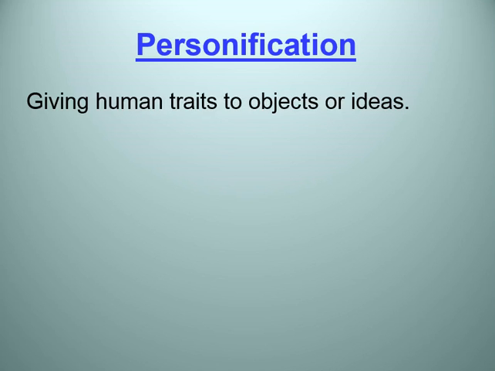Personification. I want to say that this is probably the easiest one for everybody. If you think of any animated Disney movie, that's personification. It's when you give human traits to objects or ideas. Now this is really important. Not only does it give human traits to something physical, but also a belief or an idea can have a human attribute or a human trait.